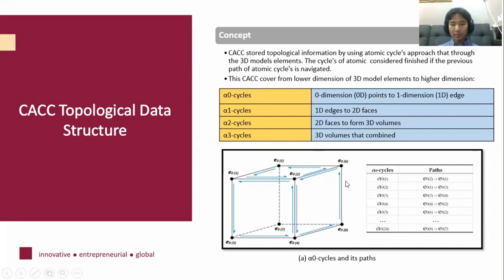So based on this figure, for the first cycle of the alpha 0 cycle, the path for this cycle is from E01 to E02 to E01. So this is the path. This also means the topology for these two elements. And this cycle will continue until it travels through all the elements of this 3D model. And the total for this alpha 0 cycles for this cube is 24 cycles.